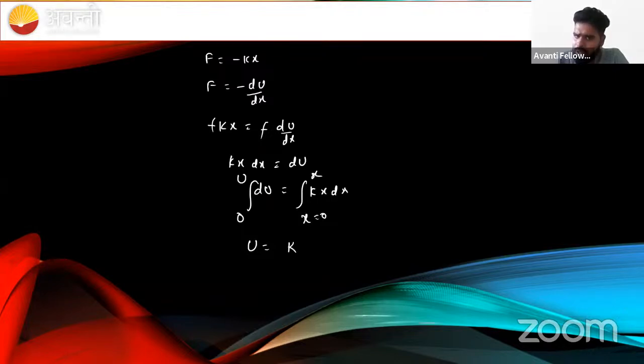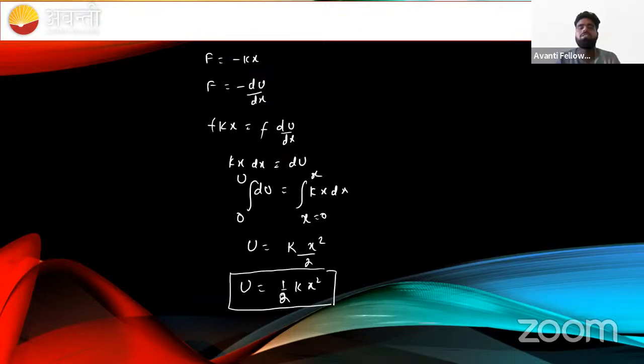Can we take it outside? Why not? What is the integration of x dx? x square by 2. If we put this limit, this will become x square by 2. We will develop a very, very important relationship, that is the potential energy in SHM: half k x square.